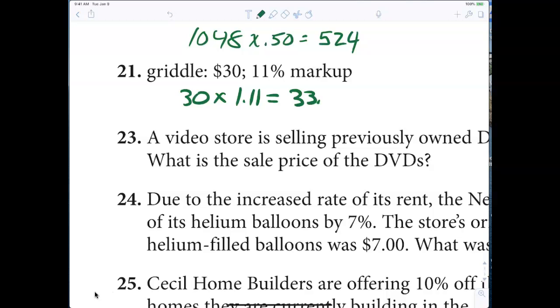33.30. So $33.30. Anybody else get that?